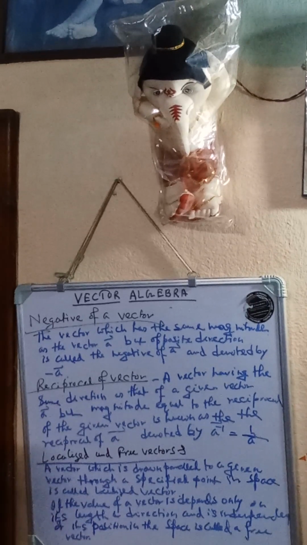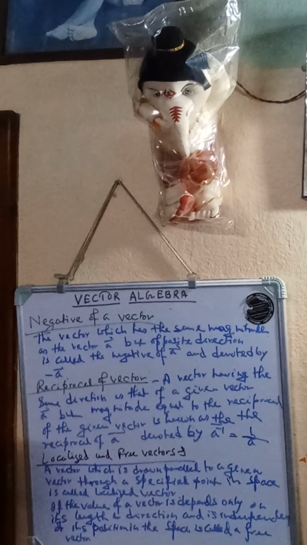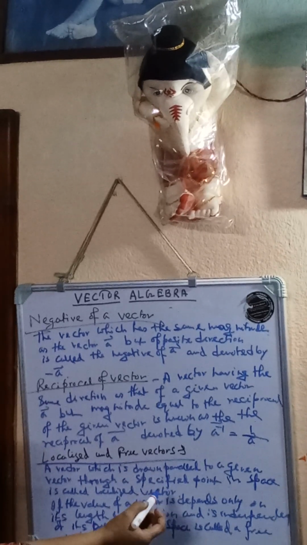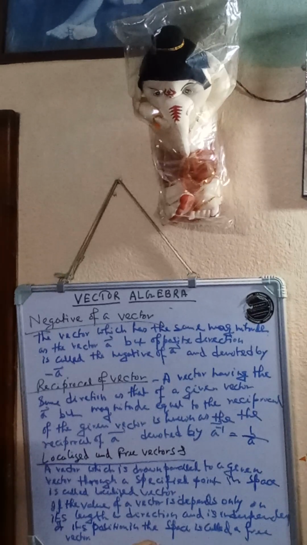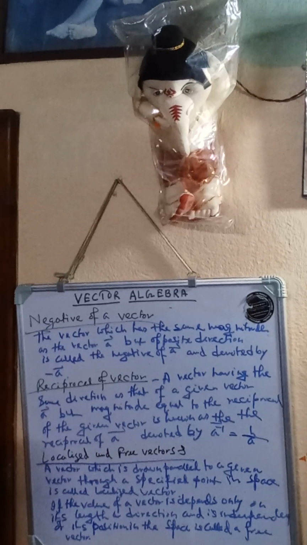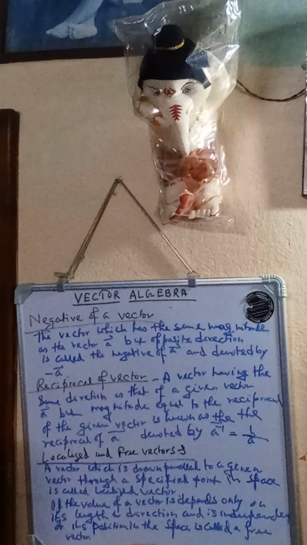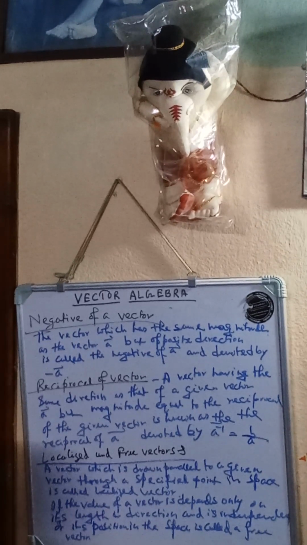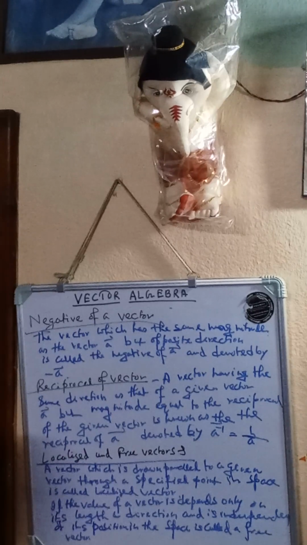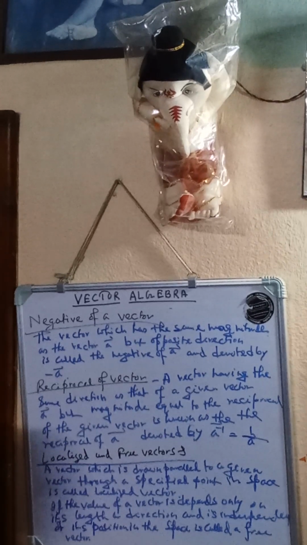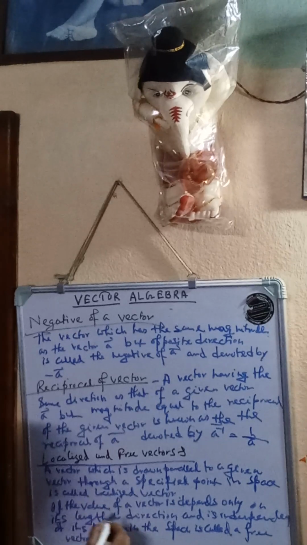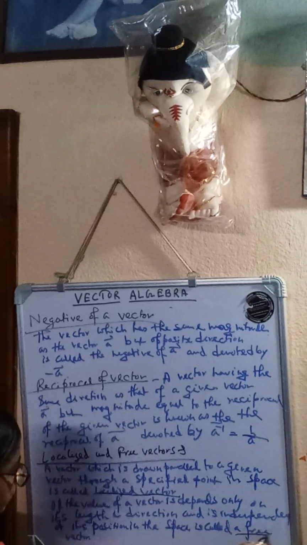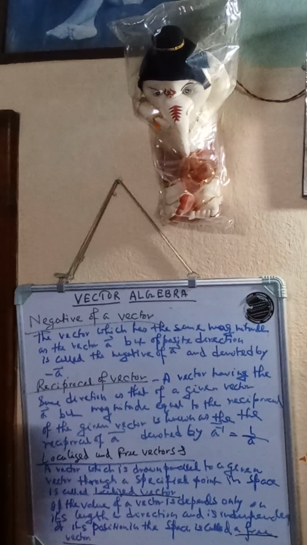The difference between a localized vector and a free vector is that a localized vector is drawn through a specified point, but a free vector is independent of its position in space. We will deal with only free vectors, not localized vectors.